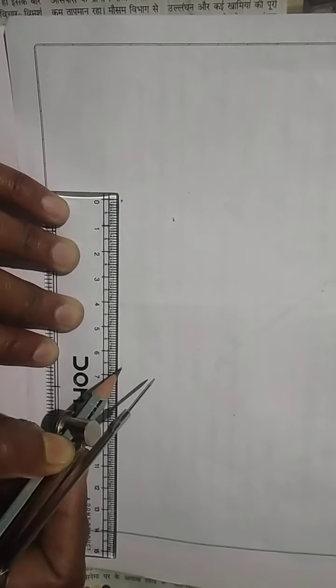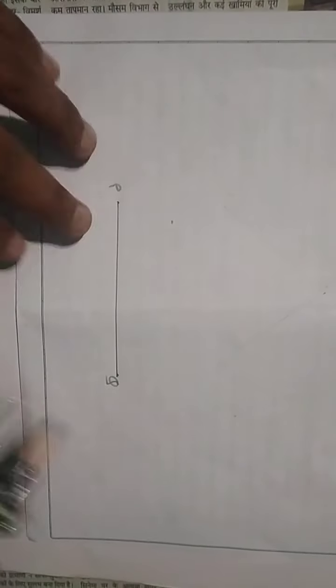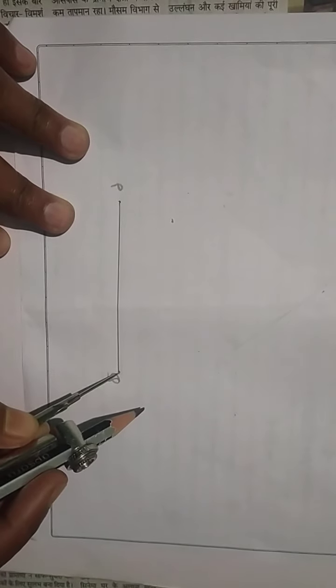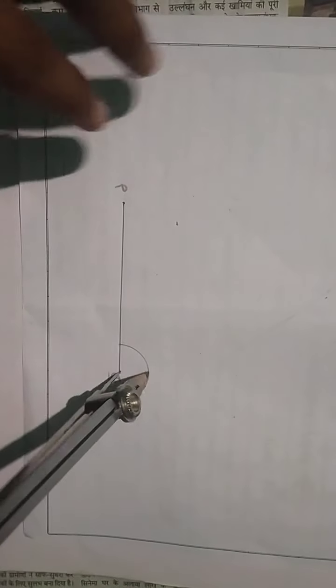This is 6.7. Okay, write its name as P and Q. At its Q point we will make 90 degree and at P point we will make 60 degree. How to draw 90 degree? You know, first we will make one arc.